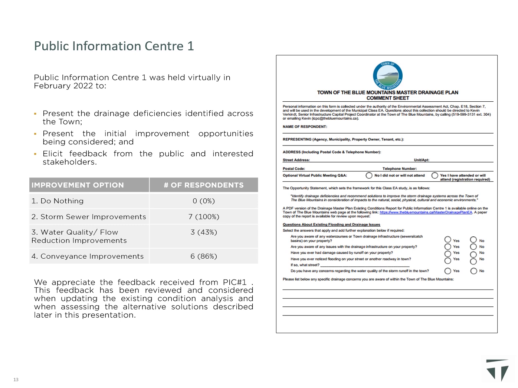Of the public responses regarding the preliminary improvement options, 0% of respondents were in favor of the do-nothing alternative. 100% of the respondents were in favor of storm sewer improvements, 43% of respondents were in favor of flow reduction and water quality improvements, and 86% of respondents were in favor of conveyance capacity improvements.